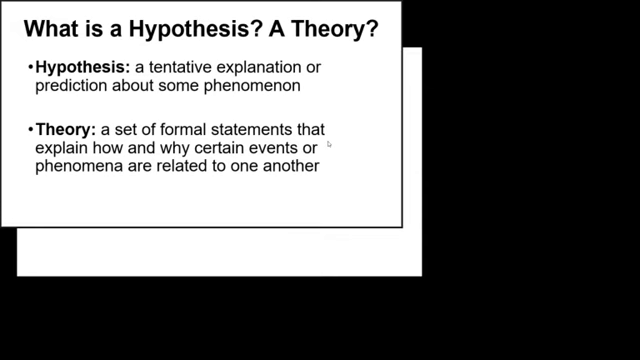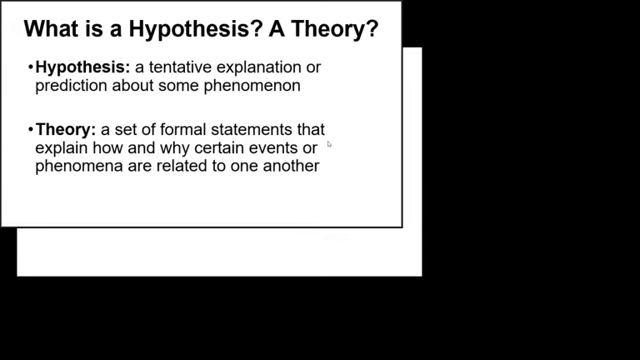So a hypothesis is going to be a tentative explanation or prediction about some phenomenon. So this is something specific where we maybe predict that if we increase the levels of A, then we should see an increase in the levels of B. If A increases, then B should increase too. That's a hypothesis. We predict what will happen if we do something in an experiment.